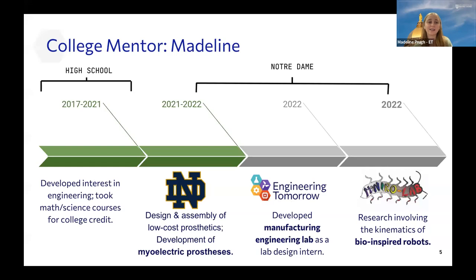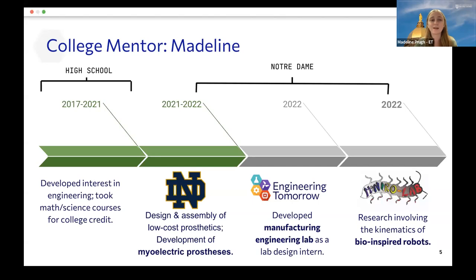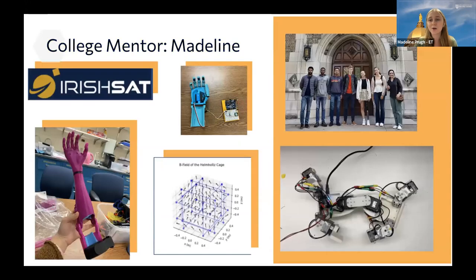And then over the summer, I got the awesome opportunity to work with Engineering Tomorrow as a summer intern, helping to design some new labs and update some labs. And this semester, one of my favorite things is working in a research lab as an undergraduate, which focuses on the kinematics of bio-inspired robots. In the bottom right of this slide is my robot that's inspired by a salamander. It moves the same way and has the same gait as a salamander would. The top right is my lab group, and I also have some pictures of the hands we're building.